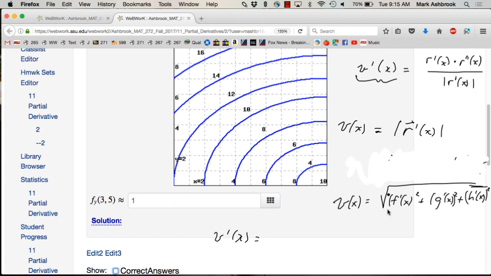The derivative of square root is 1 over 2 square root, but then times the rate of change of the inside. So we need the rate of change of what's inside. It's a sum, so we'll do each rate of change individually. And what is the rate of change of that? That's chain rule, right? So it's going to be 2 times f prime of x to the first times the rate of change of the inside, f double prime. And all three will look like that.